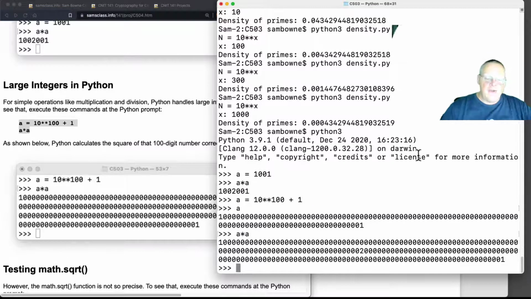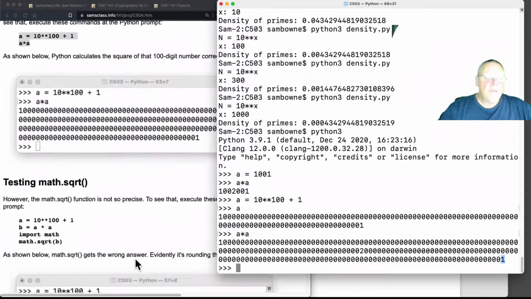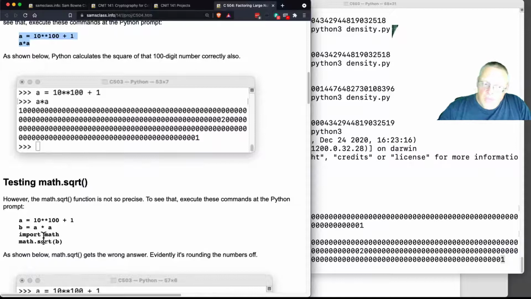So A times A is now 200 digits long, and it's got it accurate right down to the 1 at the end. So that's what I mean. Python handles arbitrarily long integers and does it precisely. As long as you make sure it's doing integer math, it will do it with complete precision. But if you want to do a square root, that's a complicated calculation. And you can do it with math.sqrt.